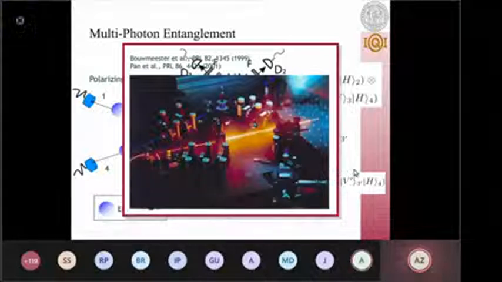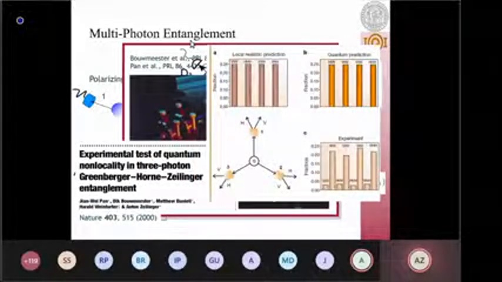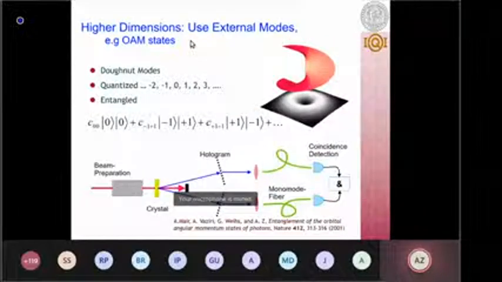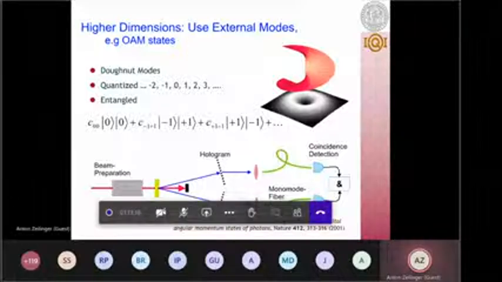So far, in all our experiments which I mentioned, we lived in two dimensions, for example, horizontal and vertical, 0 and 1, and so on. Now, there are two ways to go to higher dimensions. One way, which I don't go into detail here, is to use multiple beams, so a photon is not just in the superposition of two paths, but 3, 4, 5, 6, 7, you name it.